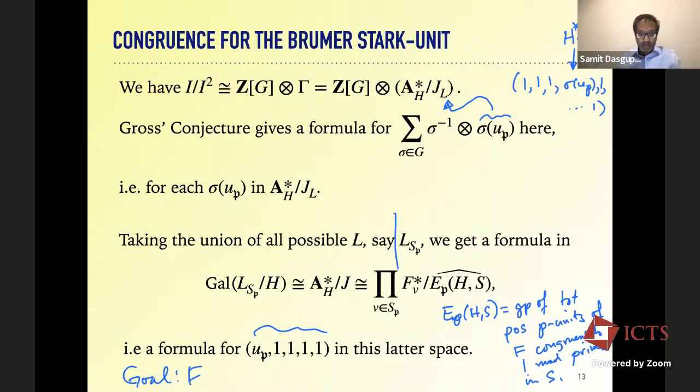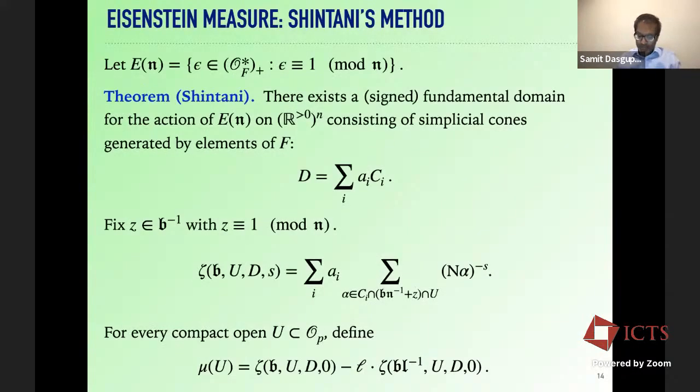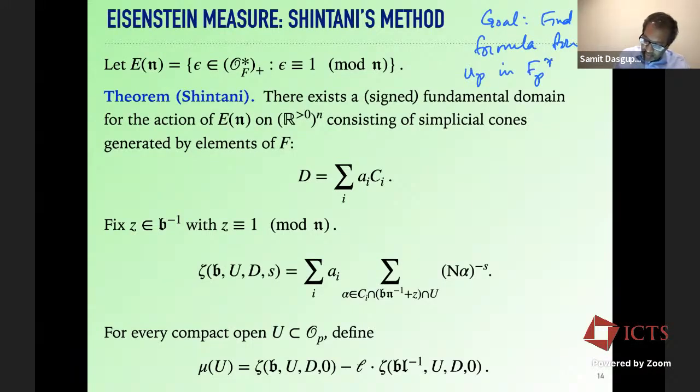Sorry, there's a problem with the iPad. Okay, so let me write the goal here. The goal is to find a formula for U_P and all its conjugates in, say, F_P star rather than a quotient, which is what Gross's formula gives. So I want a refinement of Gross's formula that does this.